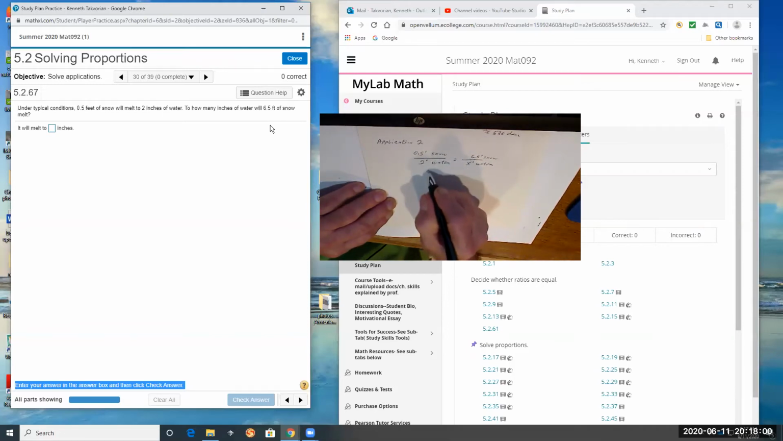Solving, we cross multiply. 0.5x is equal to 2 times 6.5. 2 times 6.5 is 13. To solve for x, 0.5, or half a foot, to remove the coefficient, we multiply both sides by the reciprocal, which is 2. So 2 times 13 is our answer. We have 26 inches of water as the equivalent.